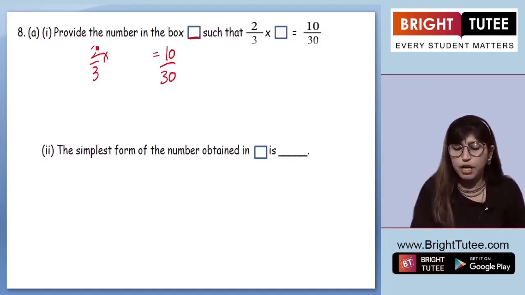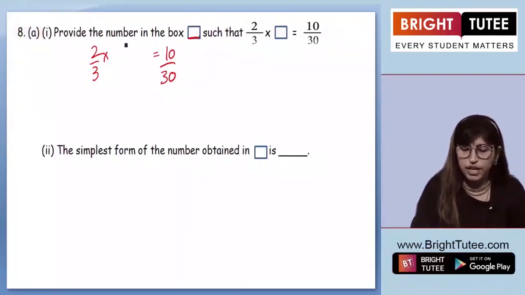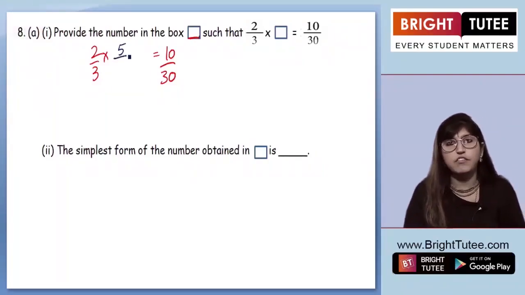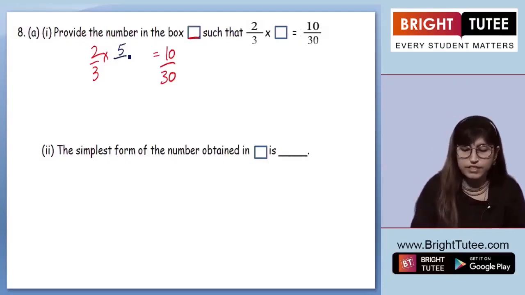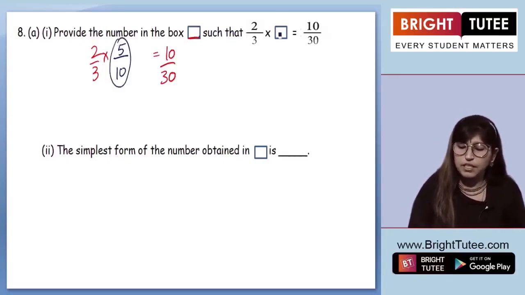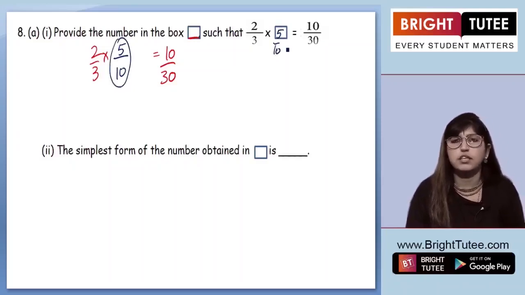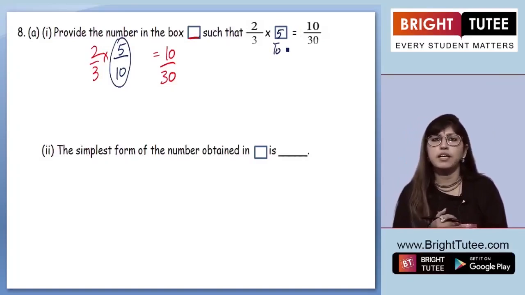So what do we multiply by 2 to get 10? That's correct. We'll be multiplying it by 5 to get 10. How about the denominator? What do we multiply by 3 to get 30? Yes, 3 tens are 30. So we'll be getting 5/10, which is written in this box, because 2/3 times 5/10 will be 10/30.